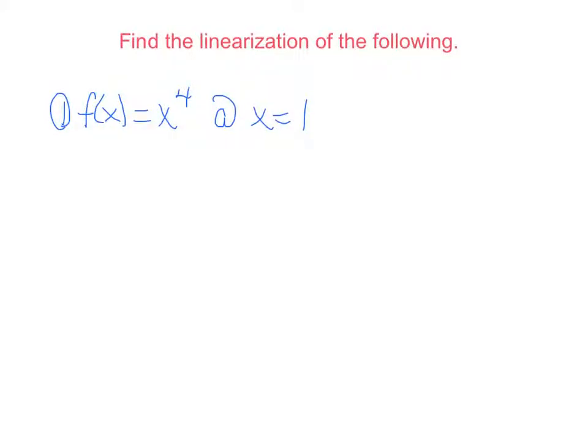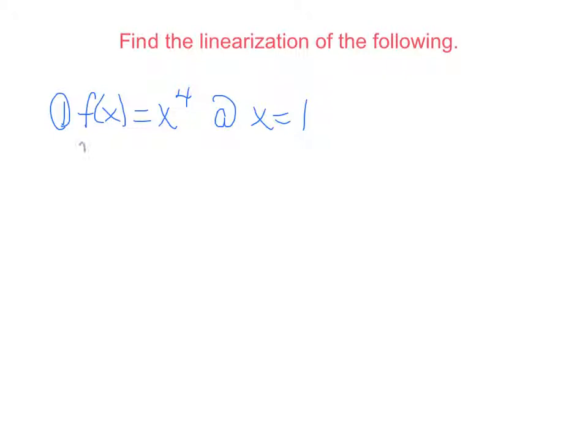Today we're going to find the linearization of a certain function. If we look at number 1, we see that f of x is equal to x to the 4th, and they want us to find that linearization at x equals 1. Simply, we're going to do what we have been doing when writing an equation of a tangent line in point-slope form.